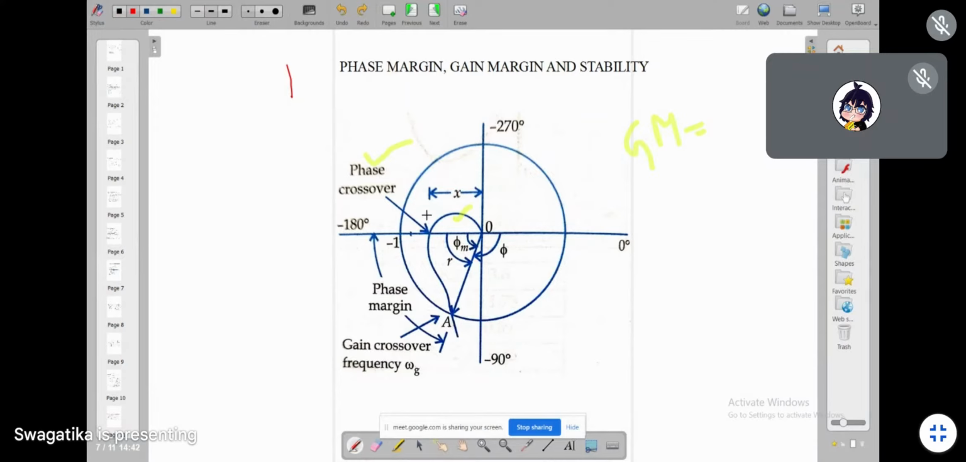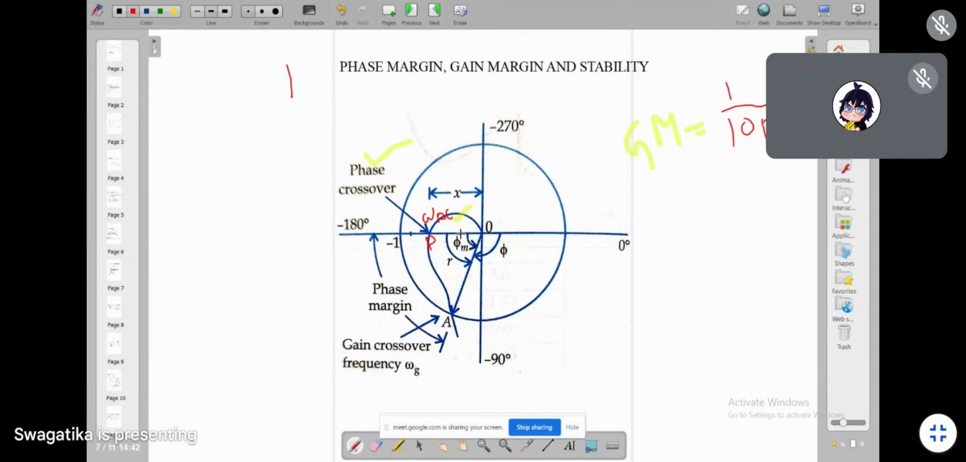Omega PC, right? And the point, suppose the notation is P. So the gain margin will be 1 divided by mod of O P, where this is O and this is P. Yes, ma'am. 1 divided by mod of O to P. This is your gain margin.